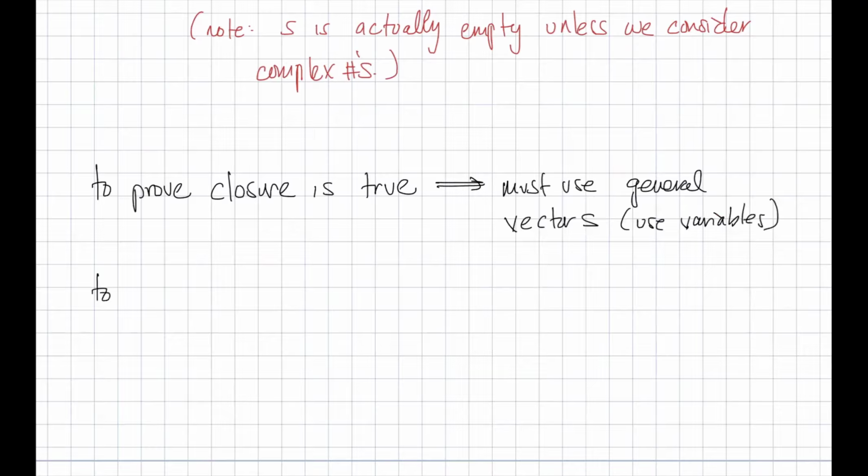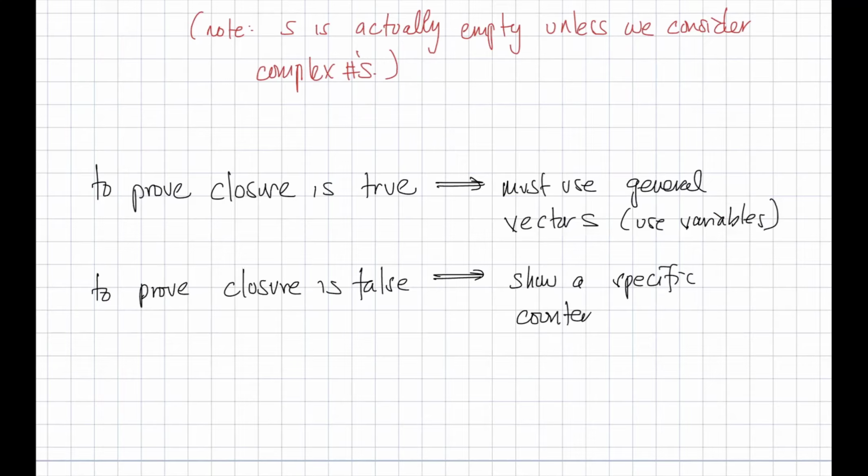Use variables so that you can prove it's true for all cases. However, to prove closure is false, you only need to show a specific counterexample. Use specific numbers, and we'll talk more about that tomorrow.